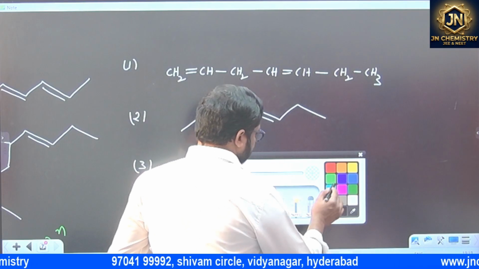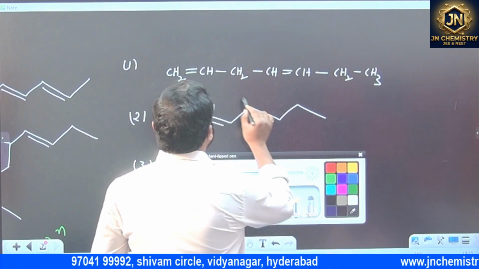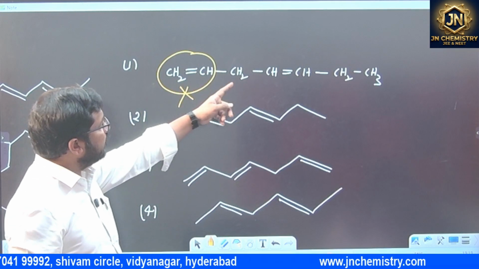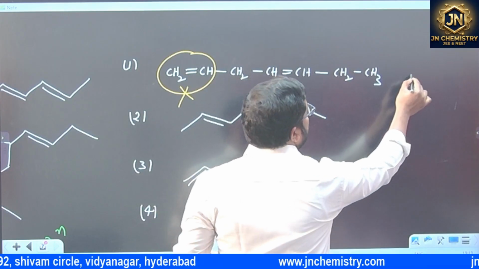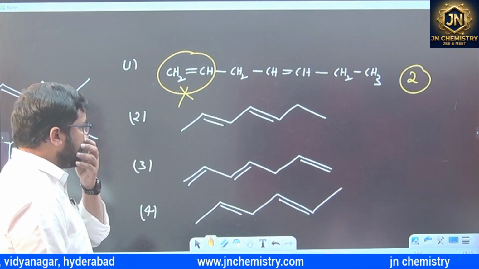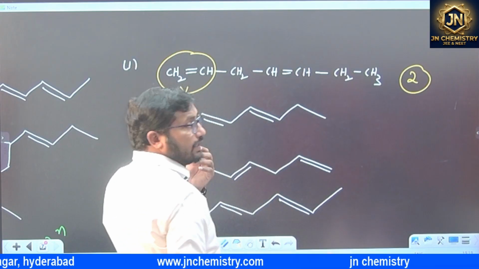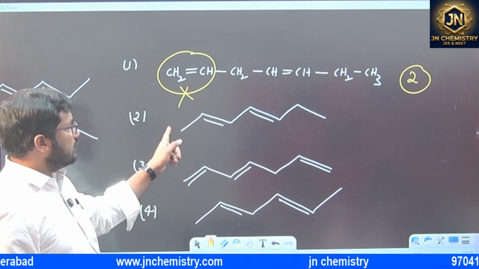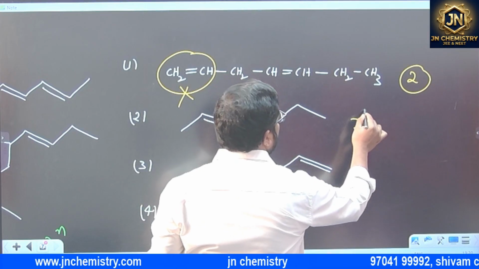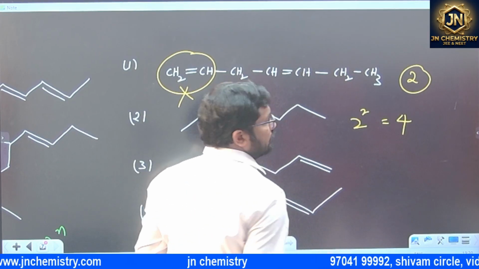First one. This one won't show because A is equal to B. Only 1, 2 power 1, 2. In this case, it's not symmetrical. It's unsymmetrical because the methyl and ethyl group is only on this side. 2 power 2, 4.